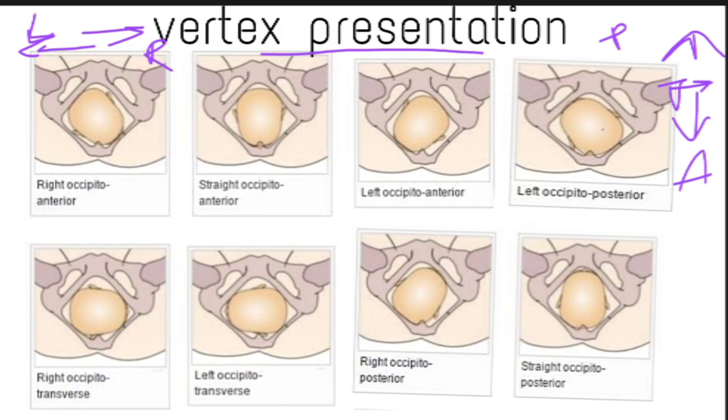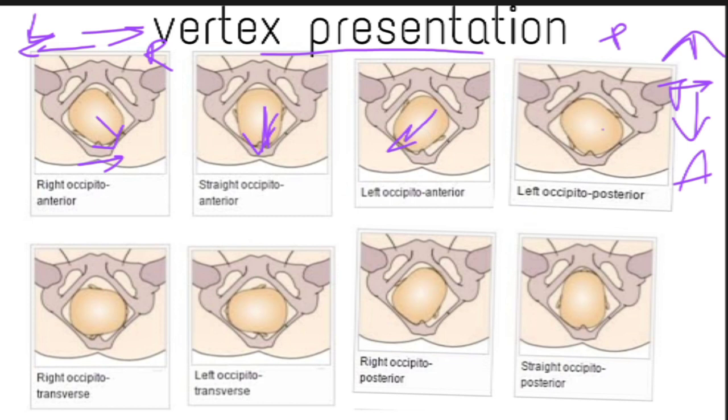Here the first position is right occipito anterior. The baby is facing right side, the head is visible, that is occipito, and it's facing downwards. Downwards, right side: right occipito anterior. Straight, it's facing straight: straight occipito anterior.